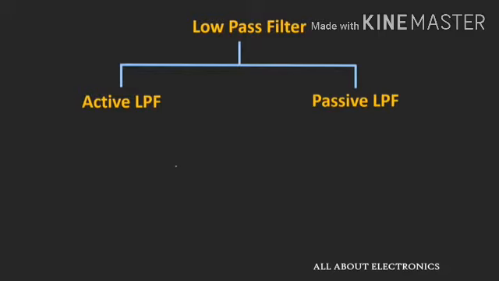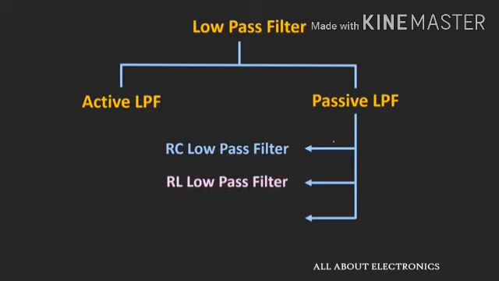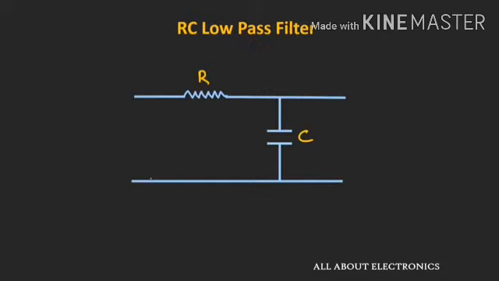The advantage of the active filter is that it also provides gain to the input signal, while in the case of passive low pass filters, or in general passive filters, the output is always less than the input. The following are examples of passive low pass filters. In this particular video we will concentrate on the RC low pass filter. The first order RC low pass filter can be designed by connecting a resistor and capacitor in this fashion. In this circuit, the input is provided at this end and the output is taken across this capacitor.